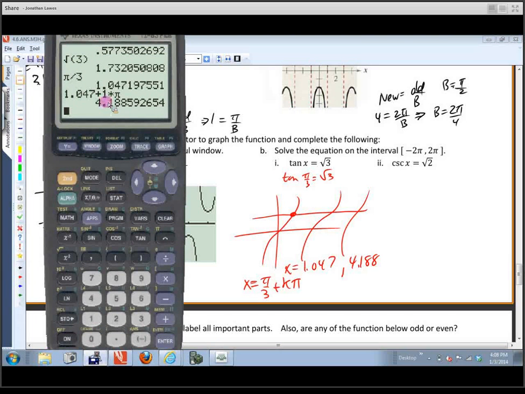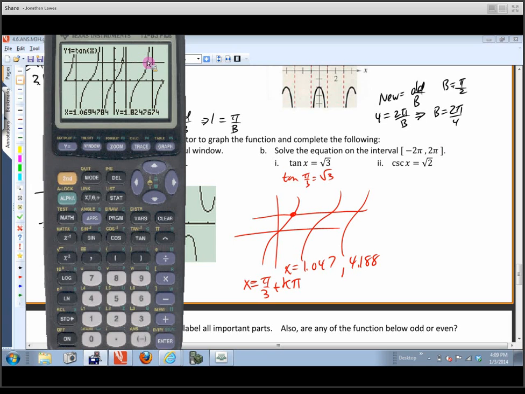4.188. Well, let's put a 2 right there. So I'm going to just recall that, and I'm going to put a 2 there. Now, here's the problem with this. That's outside the interval 2 pi. So if I come back here and I look at the graph, I found this one right here. The next one is off the charts.